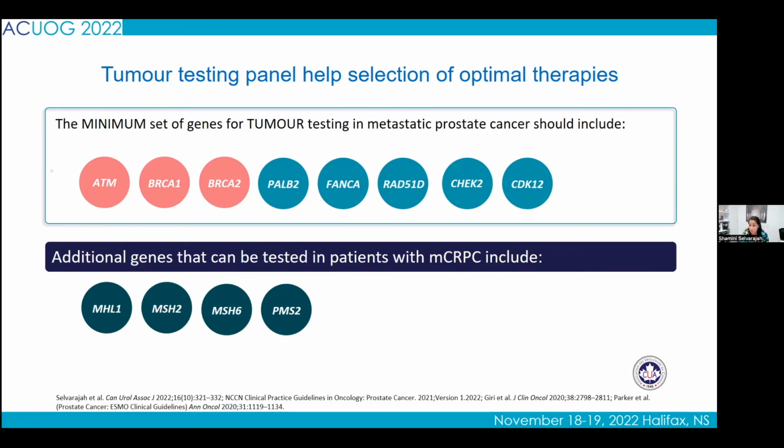So CDK12 is a gene that is associated with a more aggressive tumor. Some clinicians like to know that, so they may treat the patient a bit differently. But other than that, you have at least these three genes that are always included. And then for patients who have metastatic castrate-resistant prostate cancer who may be eligible for immunotherapy, you want to take a look at the status of these MMR genes. So that's basically what gets looked at when you're actually referring to tumor testing.